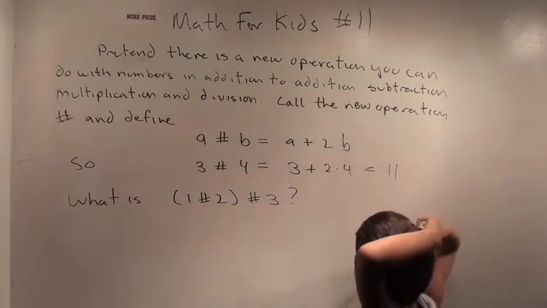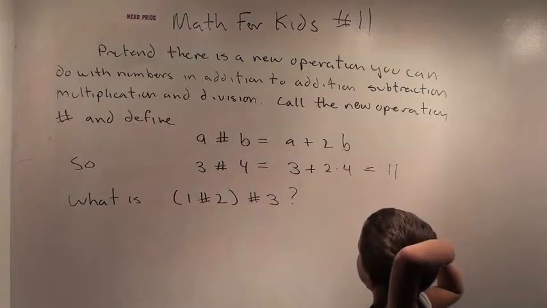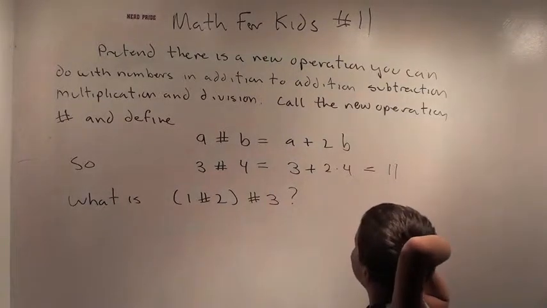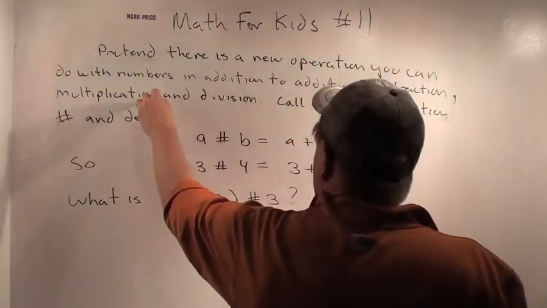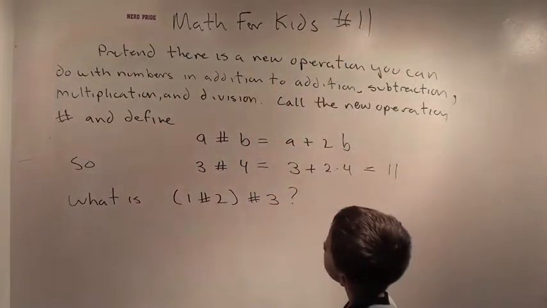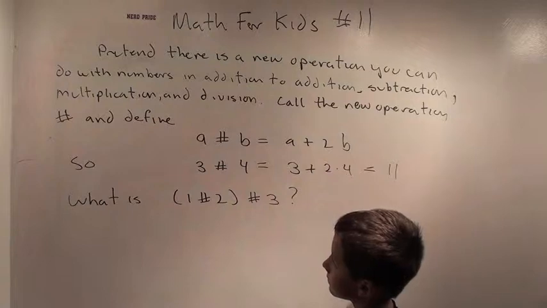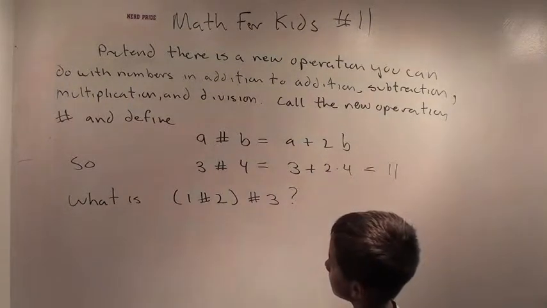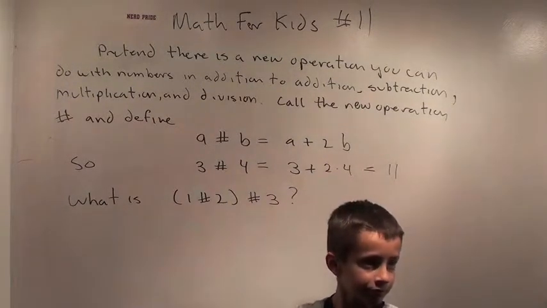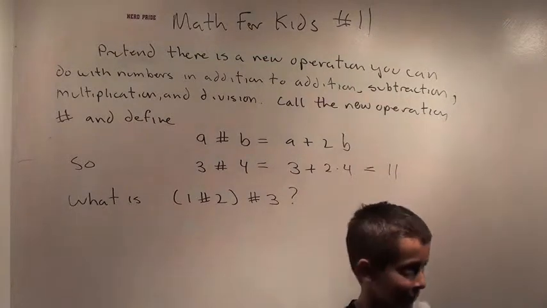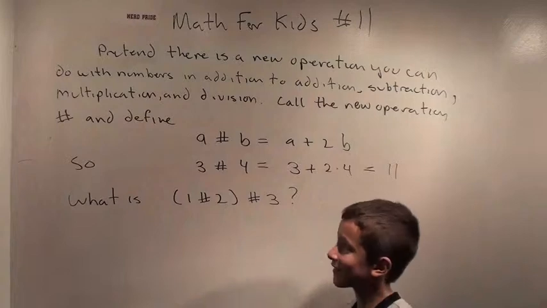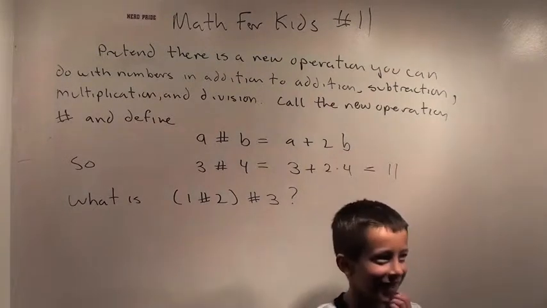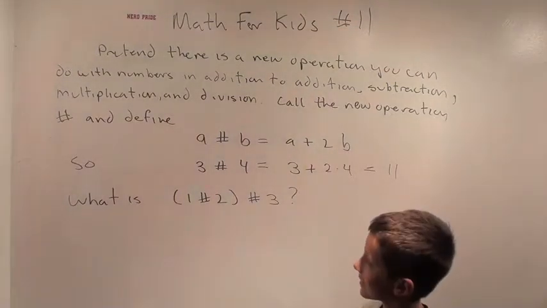Pretend there's a new operation you can do with numbers in addition to addition, subtraction, multiplication, and division. Call this new operation hash, the tic-tac-toe symbol. Sometimes people call that hash. Do you want to call it something else? Tic-tac-toe. We could call it checkmate too. Okay, call the new operation checkmate.